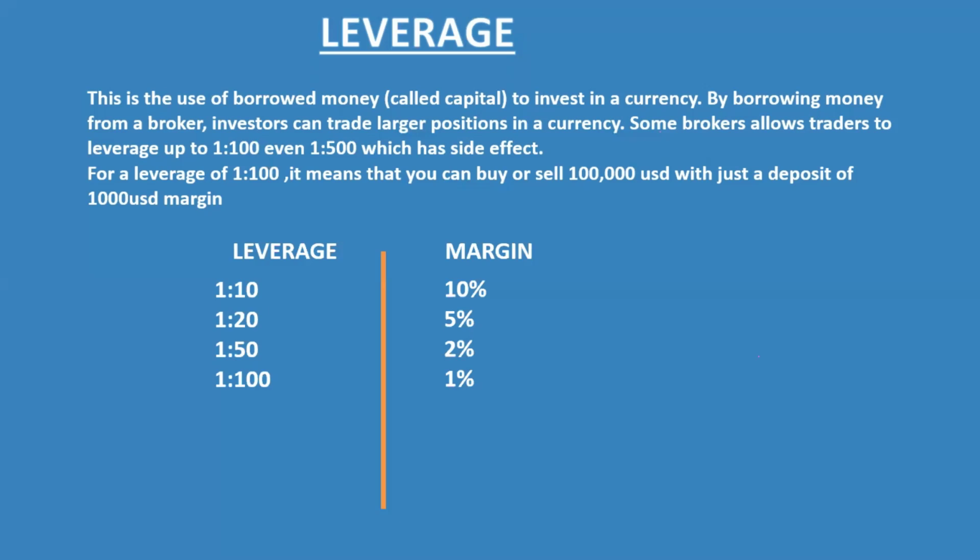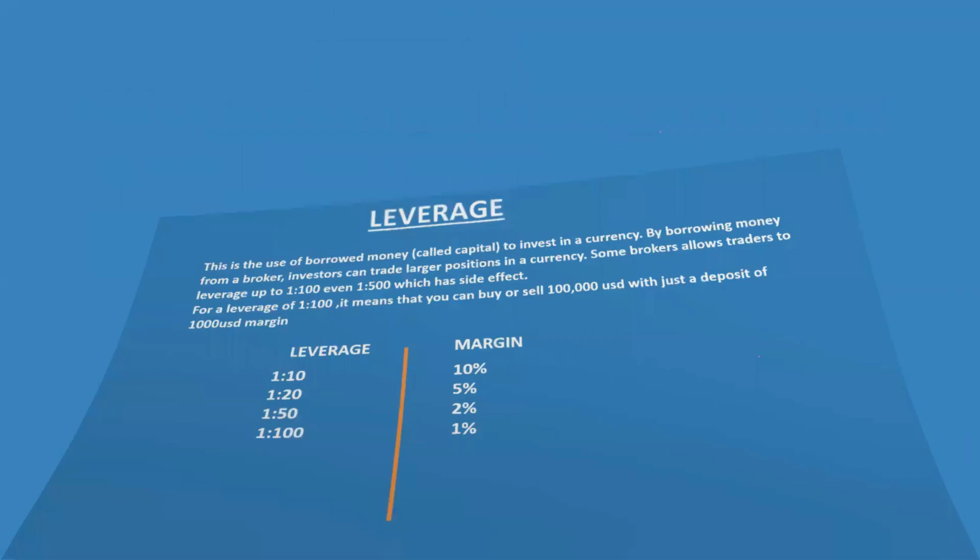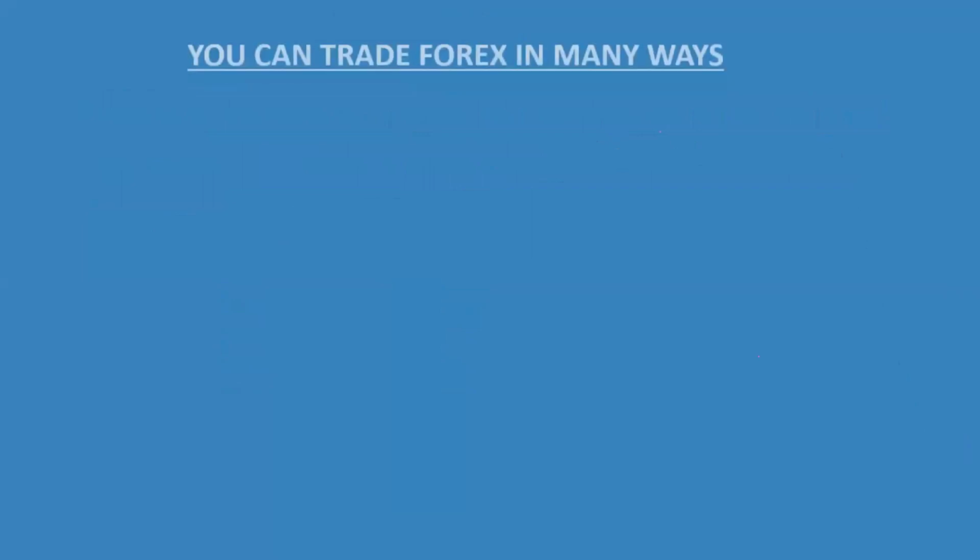So for this leverage, if you are choosing 1:10, it means you have to deposit 10% of the capital you want to be buying. It's very simple and straightforward.